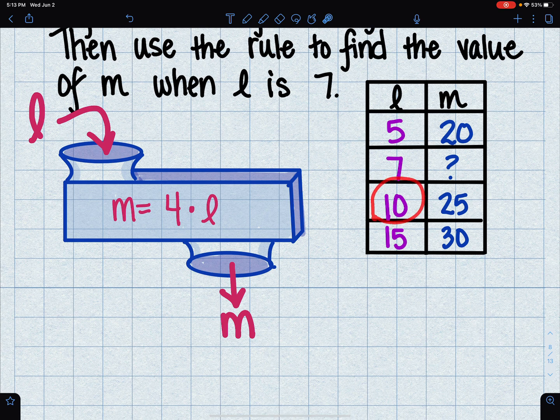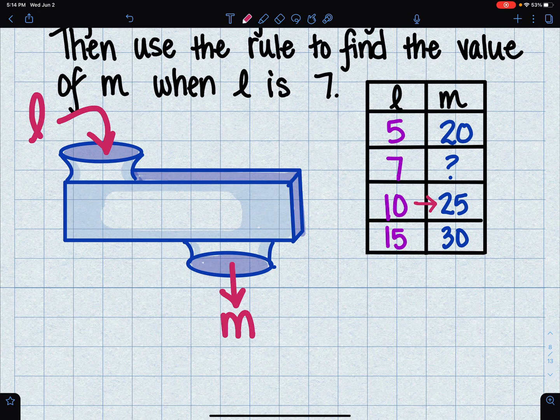So let's see if that makes sense for the other ones. If we plug in a 10, we dump it in the machine, it would be 40, not 25. So that tells me that the function that I guessed is wrongaroo. That is not the right equation. So now we have to figure out, how do we go from 10 to 25? We're going to look for another rule.